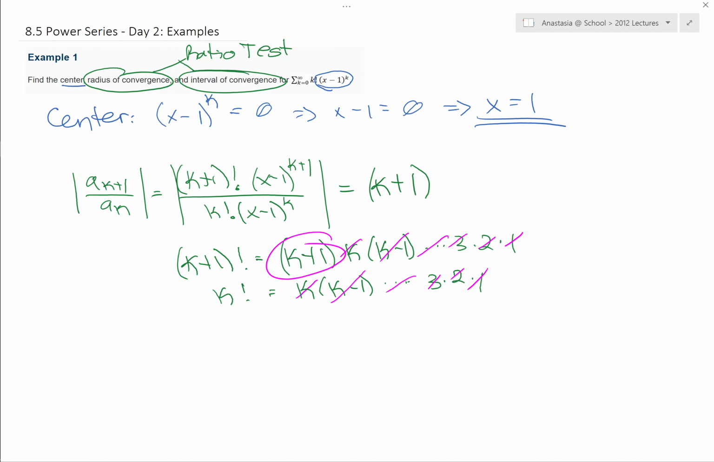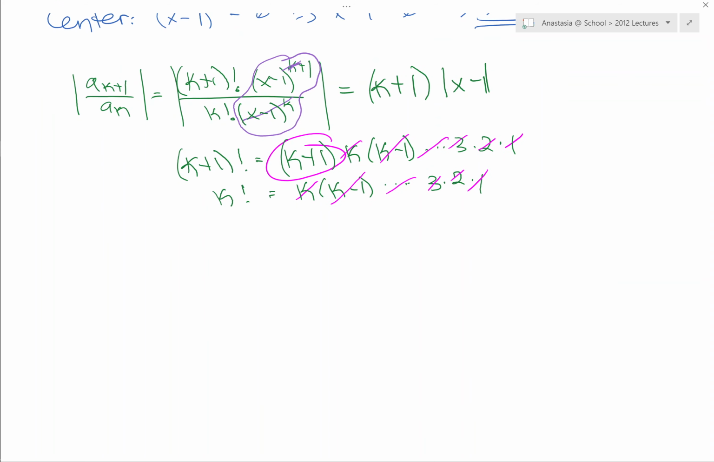For the other terms, our power terms, we're going to have almost everything cancel out, but we're going to be left with one little power of x minus 1 in the numerator. x is a variable, it can be positive or negative, so we do have to keep our absolute values around that. So this will give us (k plus 1) times the absolute value of x minus 1. Now we need to evaluate the limit as k goes to infinity of (k plus 1) times the absolute value of x minus 1.